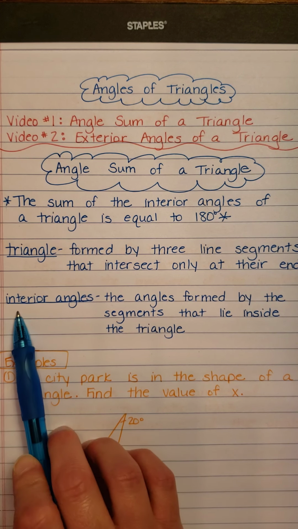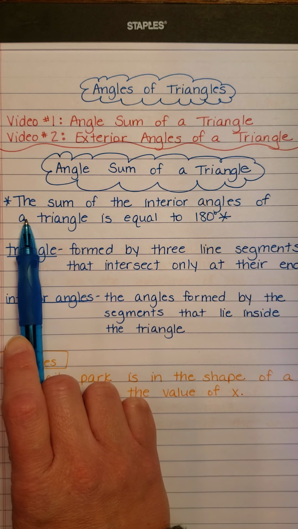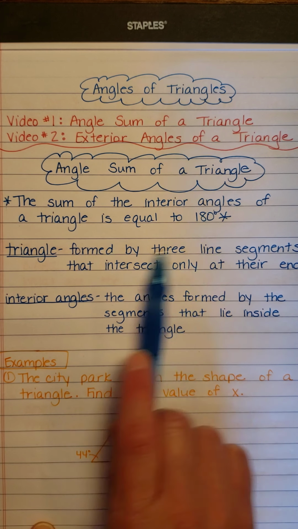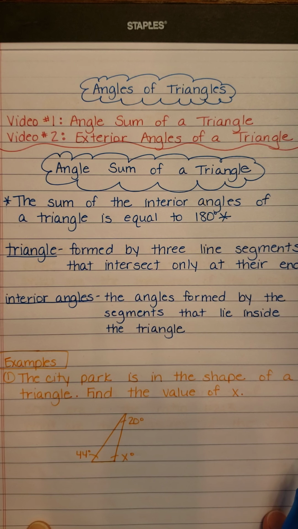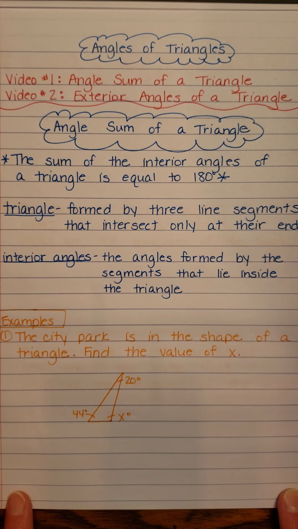Okay, and what we need to know about these interior angles of a triangle is that they are going to add up to give you a sum of 180 degrees. So the 3 angles of a triangle are always going to add up to give you a sum of 180 degrees. Okay, so we're going to look at some examples of using angle sums.